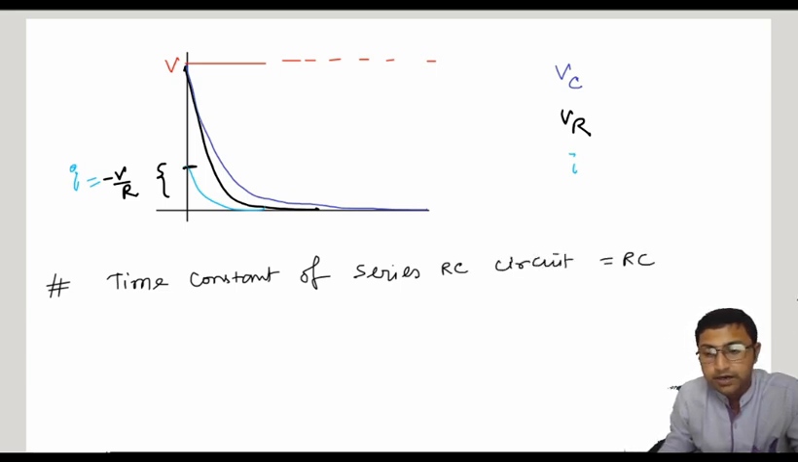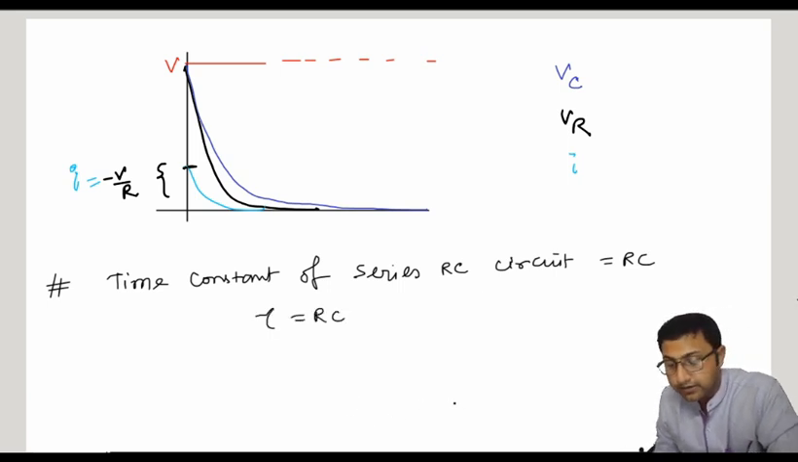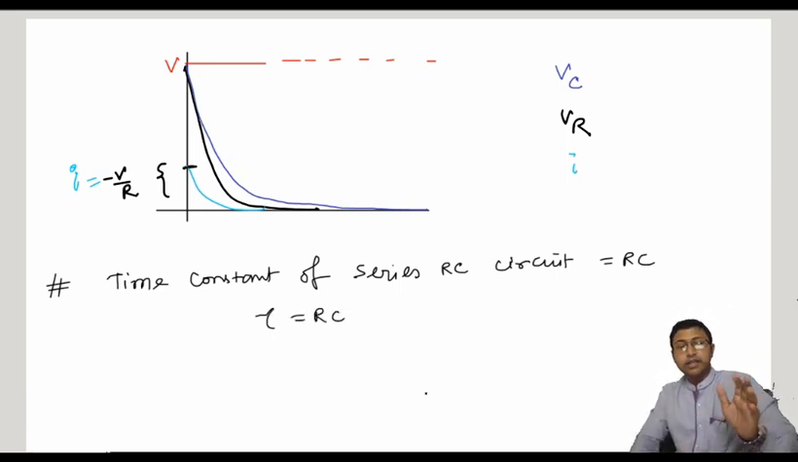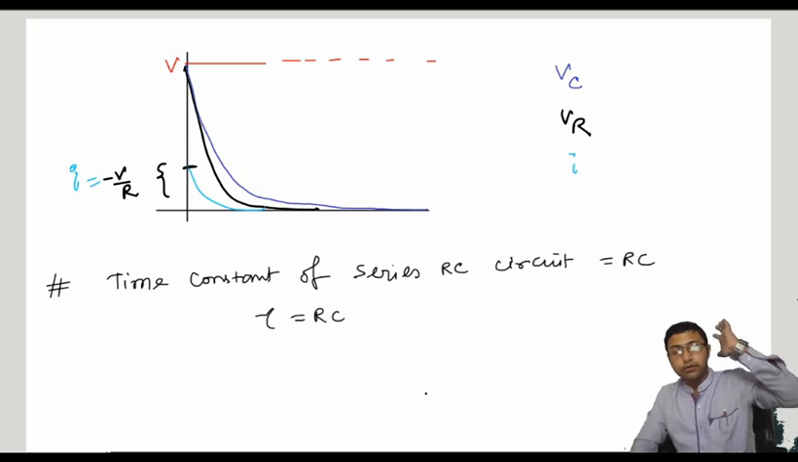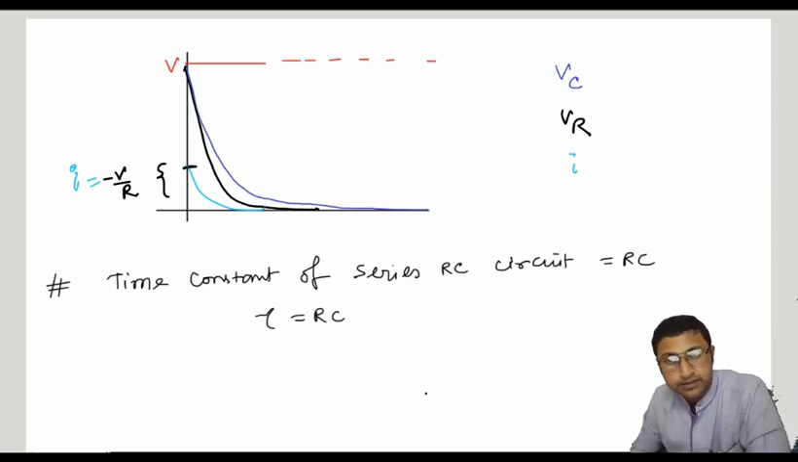It is equal to RC. That means tau is equal to RC. So now prove that the unit of time constant is equal to time in case of series RC circuit, similar to the case of series RL circuit.